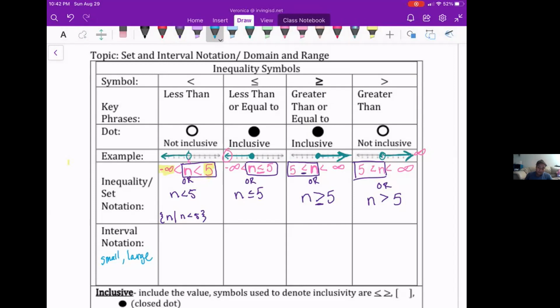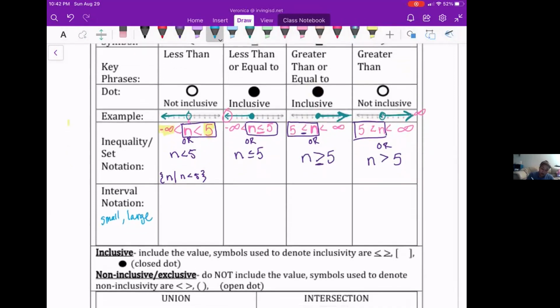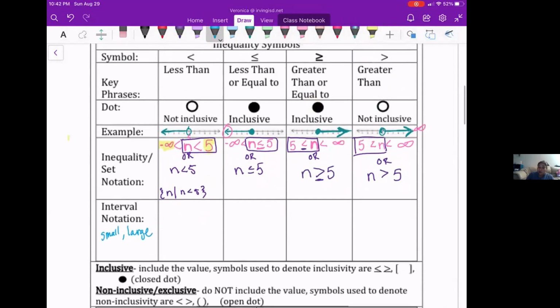And then also with interval notation, which I do give you down here, instead of equal to and not equal to and inequality symbols, we use parentheses and brackets. You use parentheses when you have an open dot, and you use brackets when you have a closed dot.